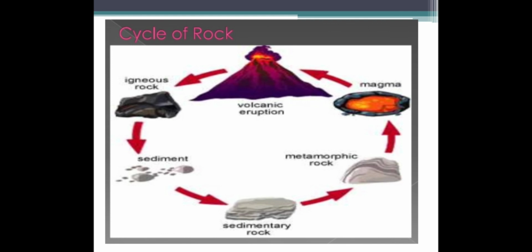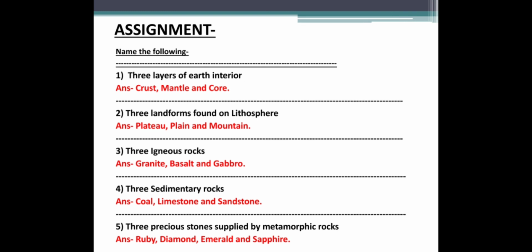So hope you have understood how is our earth and how is its interior. Still we will go ahead with this lesson. I stop here, and here is an assignment for you. Name the following: 3 layers of earth interior, crust, mantle and core; 3 landforms found on lithosphere, plateau, plain and mountain; 3 igneous rocks, granite, basalt and gabbro; 3 sedimentary rocks, coal, limestone and sandstone; 3 precious stones supplied by metamorphic rocks. I have given 4. You can write any 3, or if you want you can write all the 4.